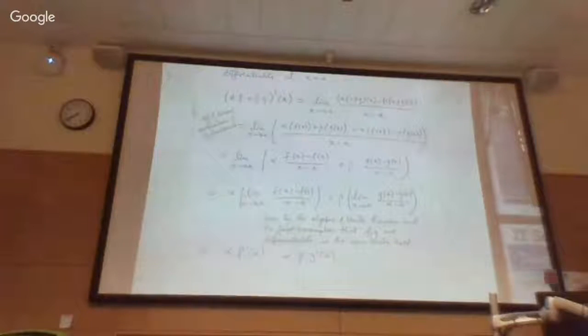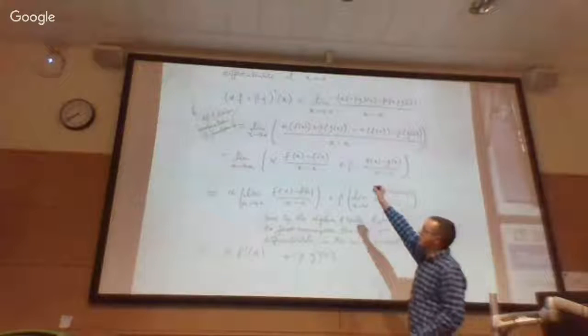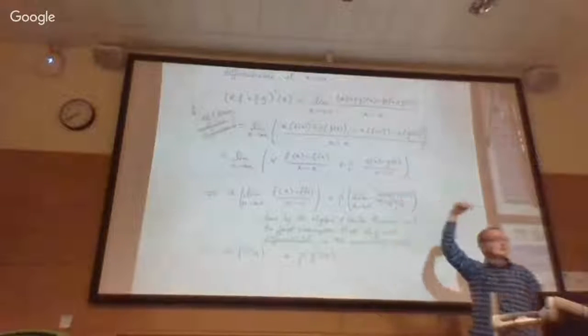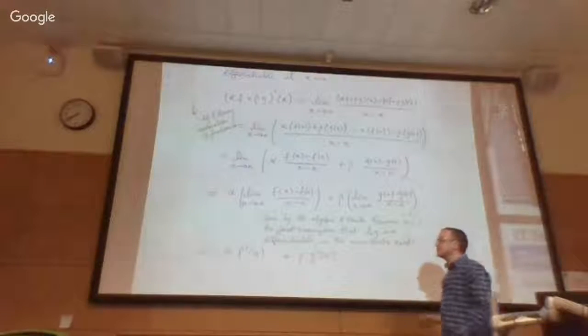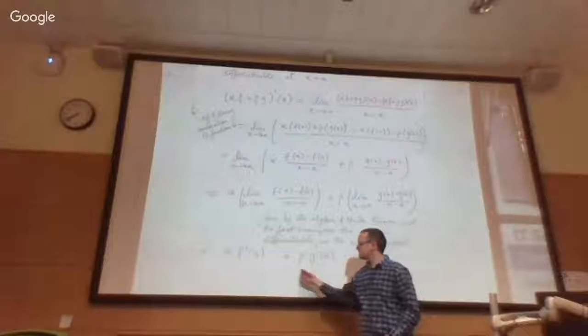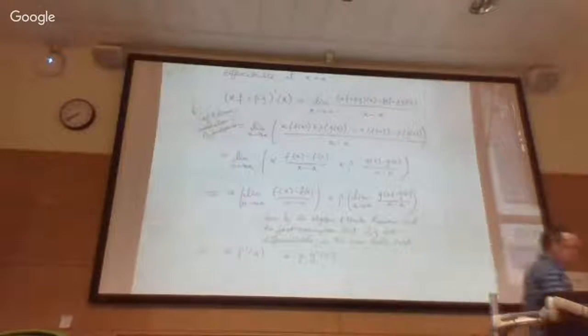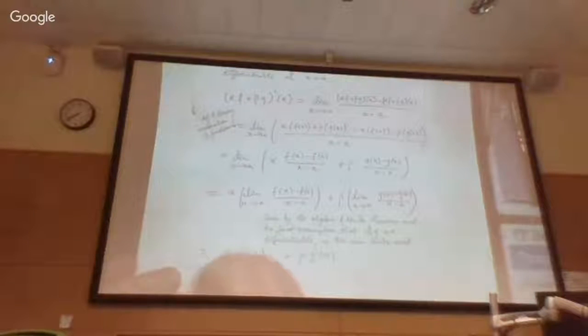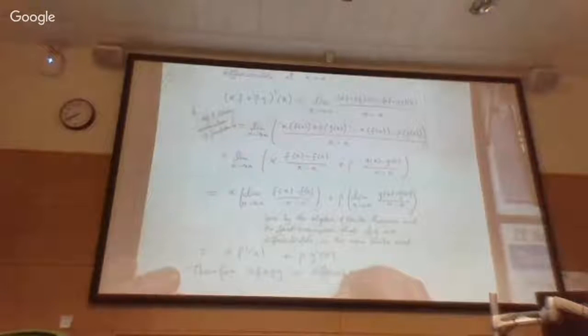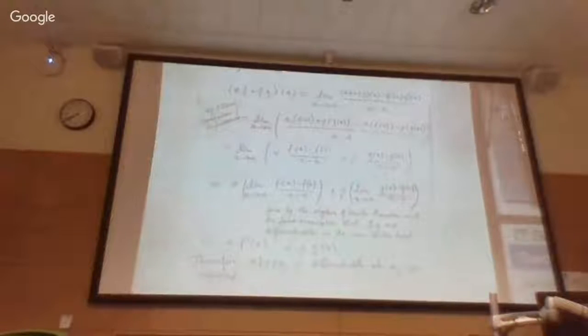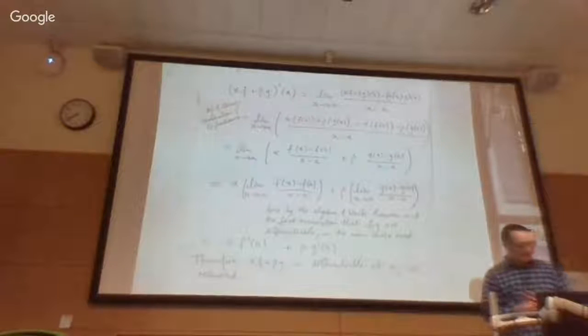And what we were dealing with all along here was the definition of the derivative of alpha f plus beta g. So alpha f plus beta g is now differentiable, we proved, and its derivative is equal to that nice expression. So therefore we can say alpha f plus beta g is indeed differentiable at a. So if f and g are differentiable anywhere, so will alpha f plus beta g be.